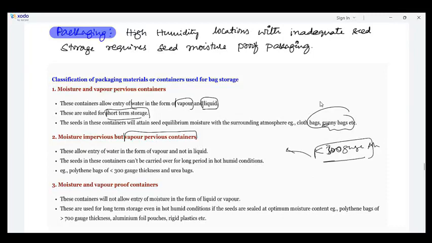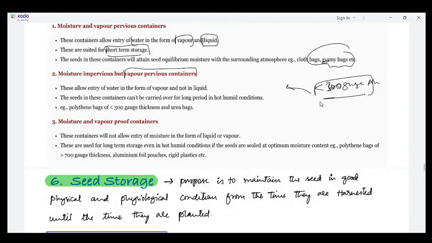We also have moisture and vapor proof containers, which are generally used in cold storage. For keeping seeds in cold storage conditions, we usually use these. They are aluminum foils of 700 gauge or more. So these are for long-term storage under cold storage conditions.